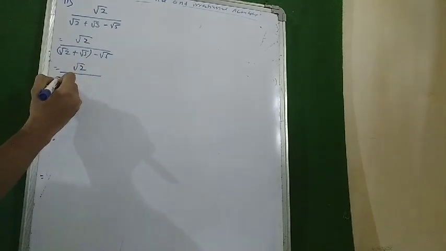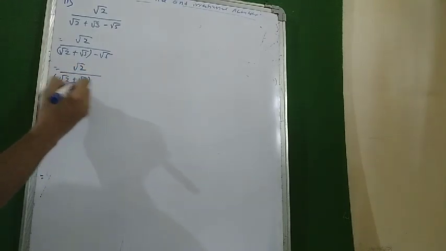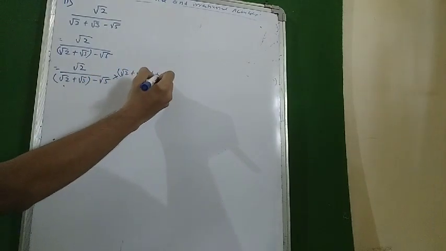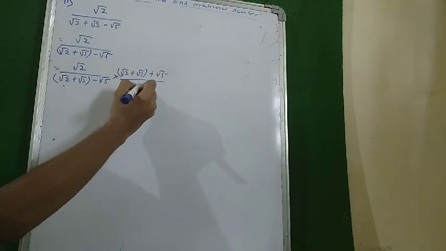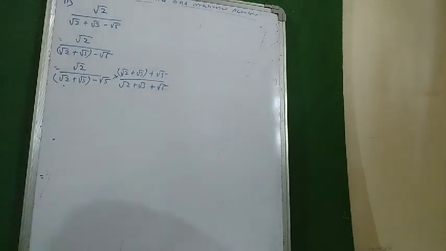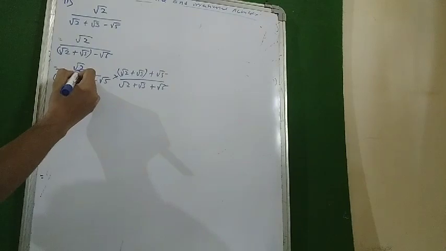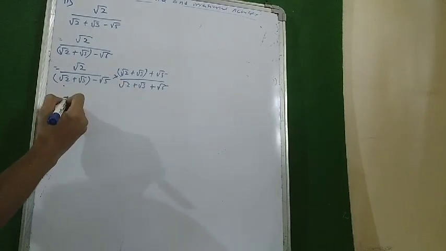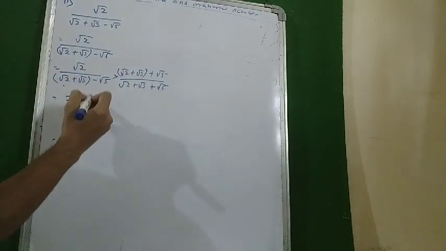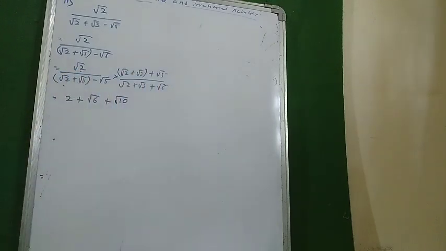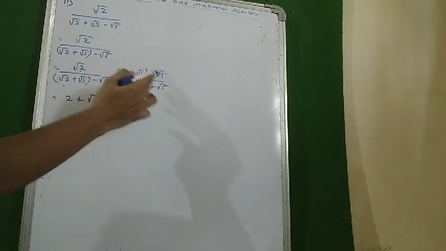So we have root 2 upon root 2 plus root 3 minus square root of 5, multiplied by root 2 plus root 3 plus square root of 5 over root 2 plus root 3 plus square root of 5. Okay. Now, when I multiply this bracket by this, I will multiply root 2 to each term. So root 2 into root 2 will be 2. Root 2 into root 3 is root 6. And root 2 into root 5 is root 10.